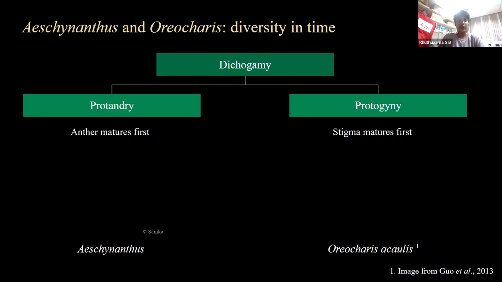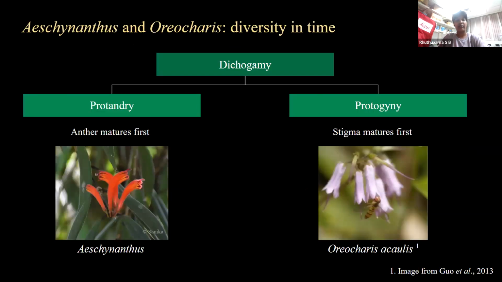Gesneriaceae. As mentioned before, dichogamy is the temporal separation of maturation time of male and female sex organs in a flower. It can be either protandry or protogyny. In the case of protandry, the male sex organ matures first, followed by the female sex organ. That is the staminate phase, followed by the pistillate phase. On the other hand, in protogyny, the female sex organ matures first, followed by the male sex organ.